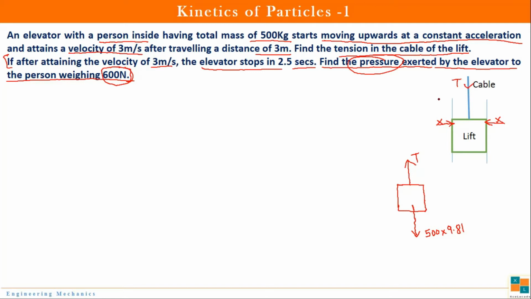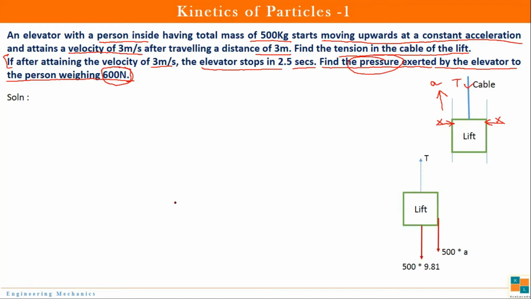So in the question we were given that the lift is moving upward with some acceleration. So as lift is moving upward, the inertia force or the imaginary force will be acting towards downside with a value of 500 into A, where 500 is the mass of the elevator. So with this we have completed showing all the forces, and now we can apply conditions of equilibrium.